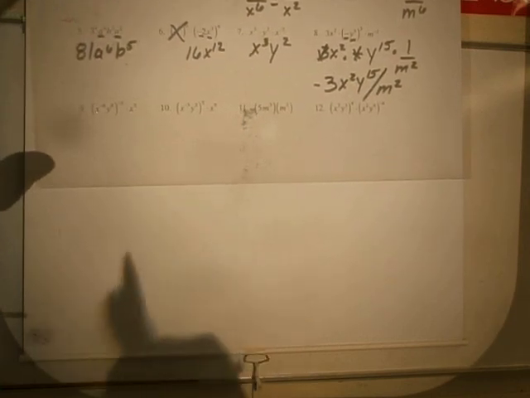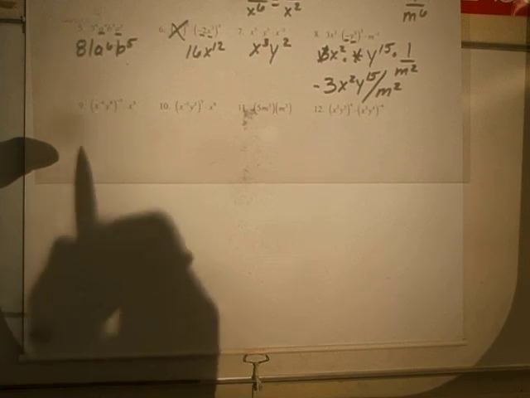And the last row, exponent to an exponent we multiply.